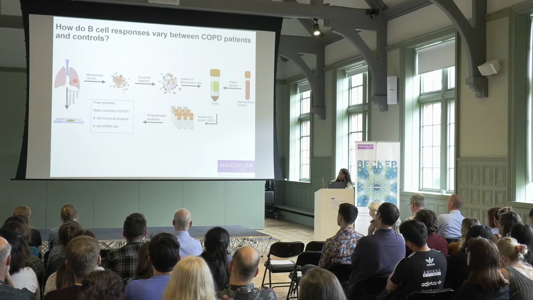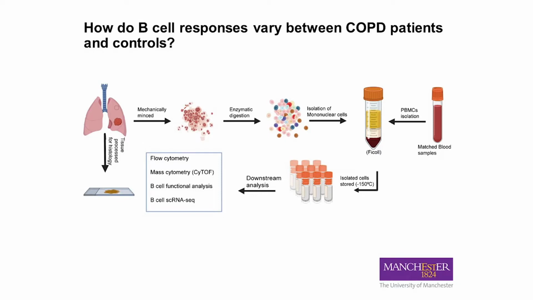And to do this, we used healthy margins from lung resections and matched blood samples from individuals undergoing cardiothoracic surgery. We then isolated the pulmonary mononuclear cells and matched PBMCs and froze them down for subsequent analysis to characterize the different B-cell responses.